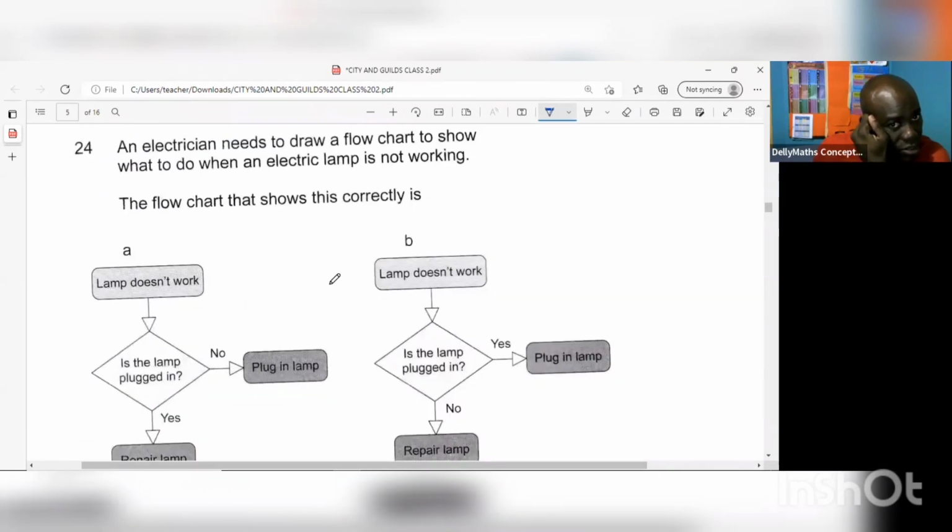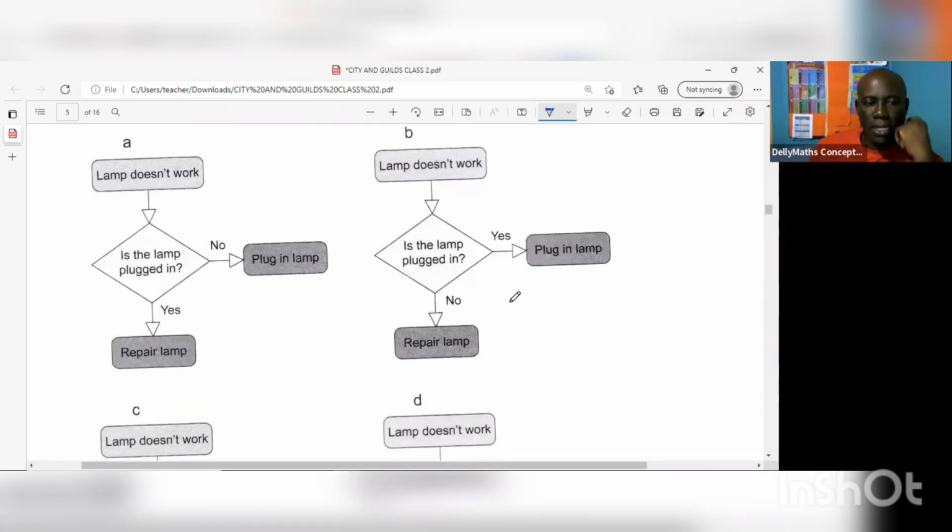An electrician needs to draw a flow chart to show what to do when an electrical lamp is not working. The flow chart that shows this correctly is, all right, so let us look. Situation A, lamp does not work. With all of them, we see that the lamp does not work. So that is the situation here. Lamp does not work. What do you do? Let's check them out. A, lamp does not work.